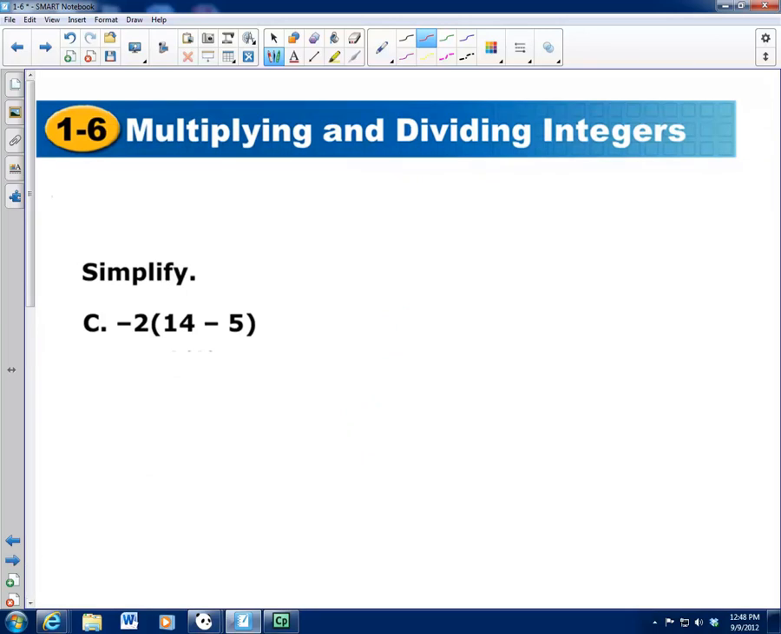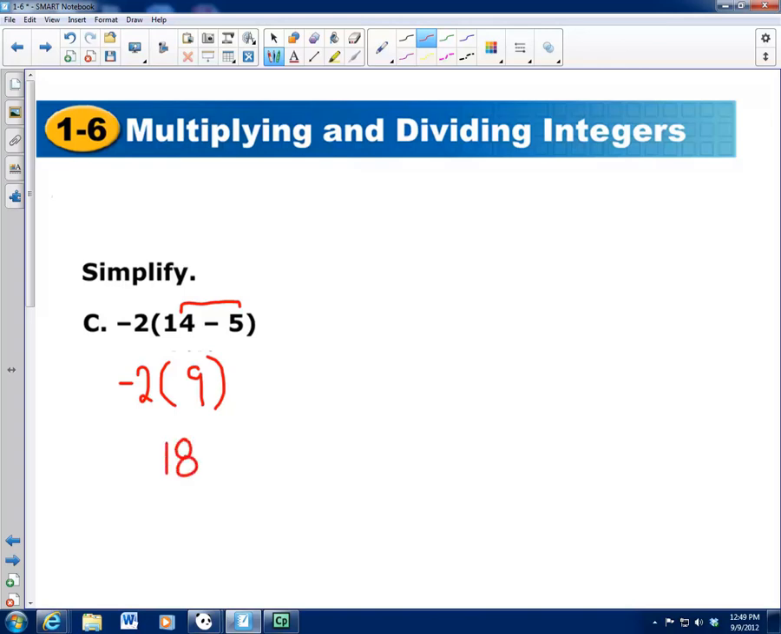This one is a little bit different because it involves an additional step. Your parentheses still mean multiply, but I have to do this 14 minus 5 before I can multiply. So I'm going to carry my -2 over, rewrite my whole equation here after I solve my parentheses. 14 minus 5 gives me 9. So I'm going to end up with -2 times 9. We know that 2 times 9 is 18.